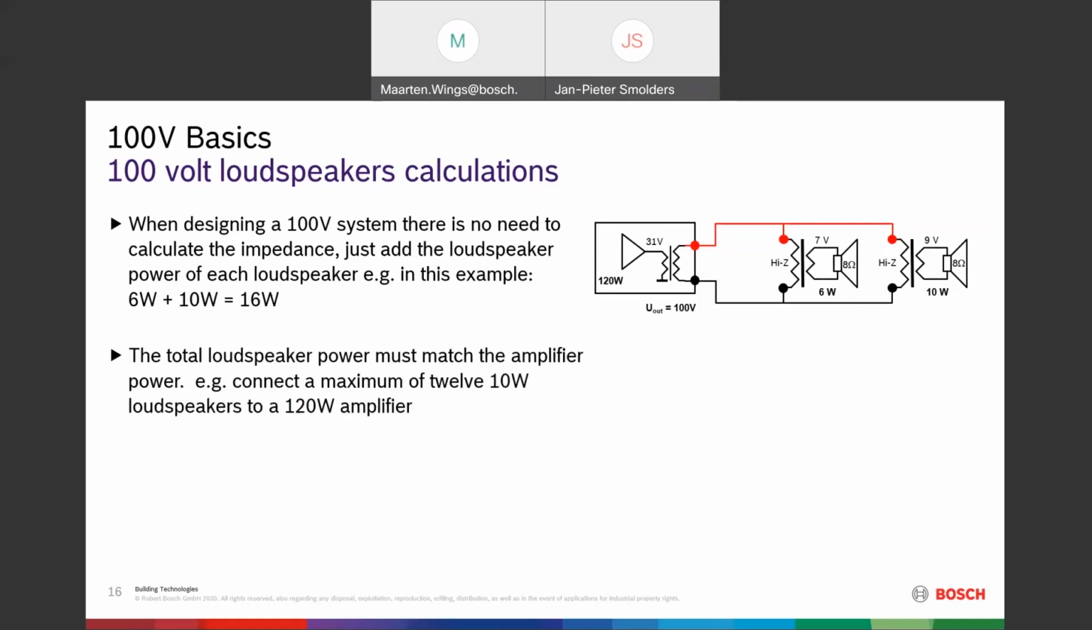In order to match the loudspeakers with the maximum load of this amplifier, you can just add all the power up from the loudspeakers. So for instance, for this 120 watt amplifier, and you have 10 watt loudspeakers, you could connect a maximum of 12 of these 10 watt loudspeakers to this 100 volt amplifier.